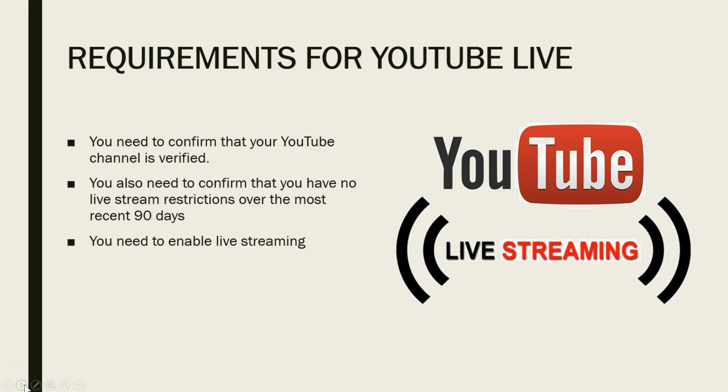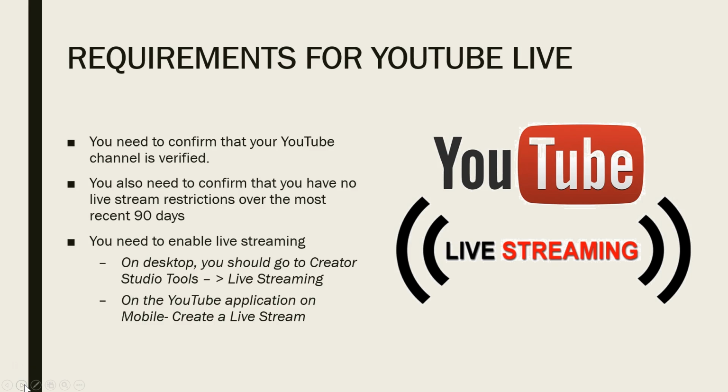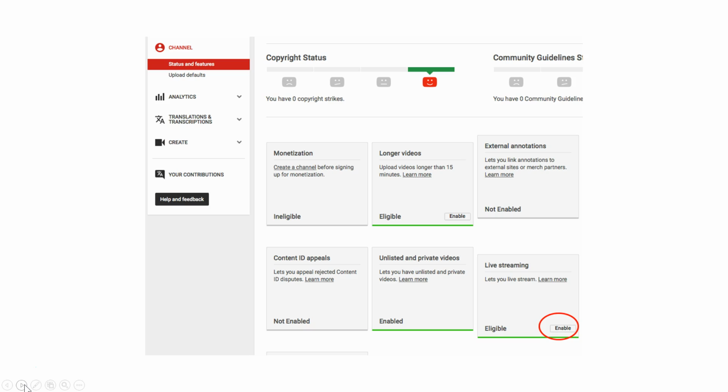Now, if you need to know how to do that, you can just go on YouTube and type in the search terms, how to verify your channel, how to enable live streaming. It's very, very easy to do. So when you're enabling live streaming, all you have to do is go to the desktop, go to Creator Studio Tools, and then click on live streaming. If you're doing it on your mobile device, you'll have to go into your app, whether you're on Android or iOS, and then create a live stream, and that helps you enable your live streaming.